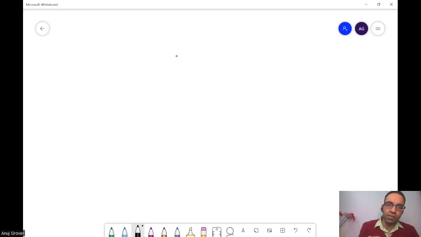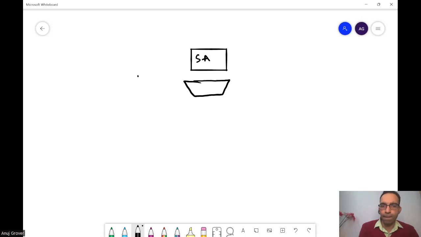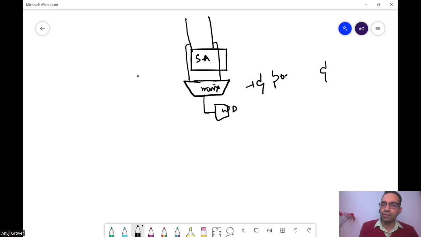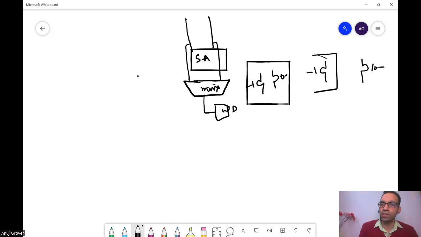So what did we say? We want to say that there is a sense amplifier up there. Then we put a mux. And then there is, let us say, a write driver here. The bit lines went to the sense amplifier and they also went to the mux. So what should be there in this mux on the bit lines? Do I need a full transmission gate, or can just an NMOS do, or can just a PMOS do? So which of these three should I choose? That is my question.